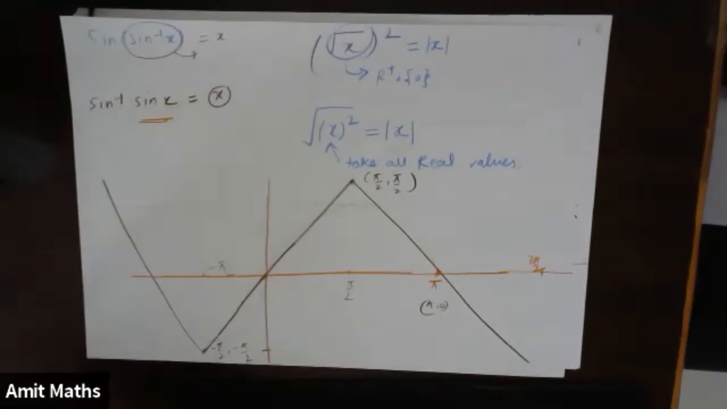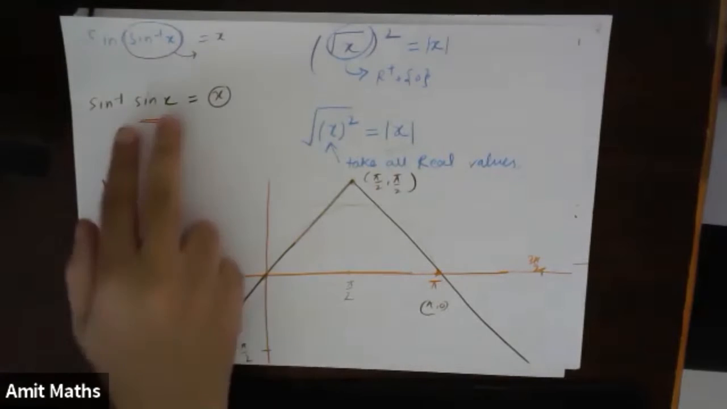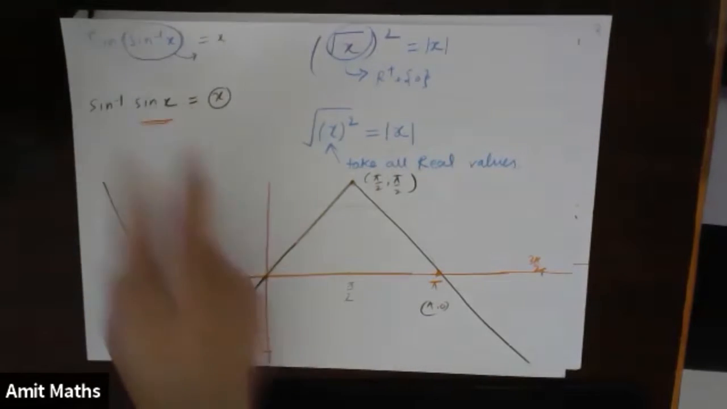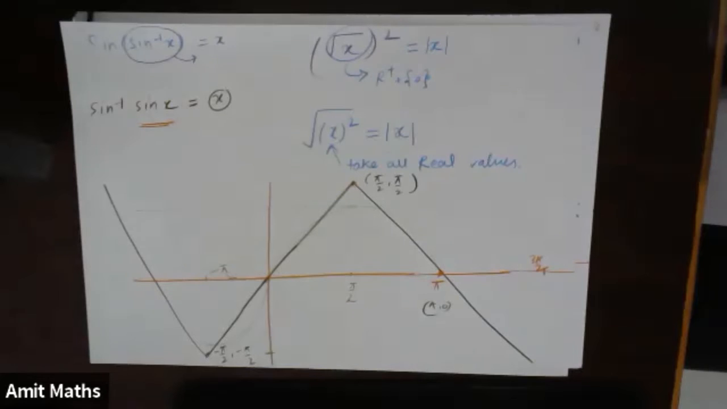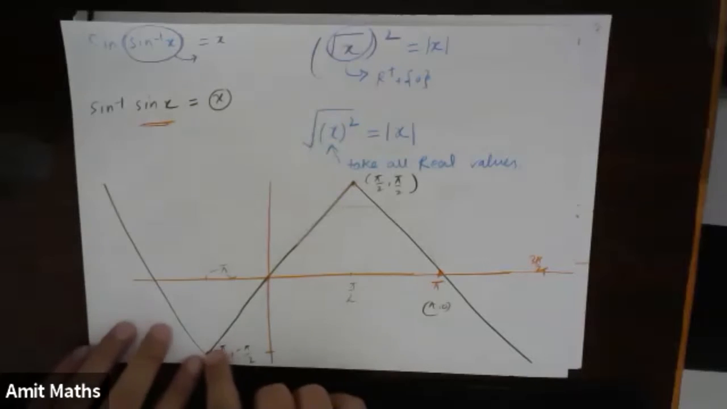Right? Sine will give you a limited value, and sine is a periodic function. So what will happen? Ultimately this function also becomes periodic in nature. Now, what is the period of this function?